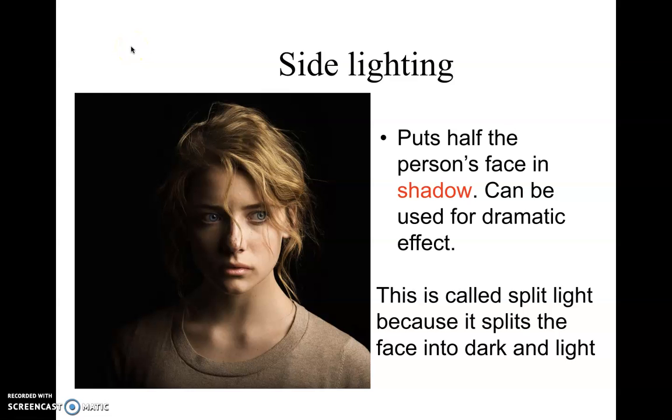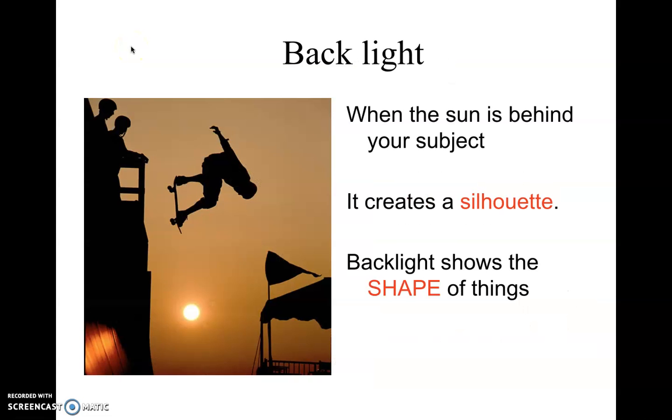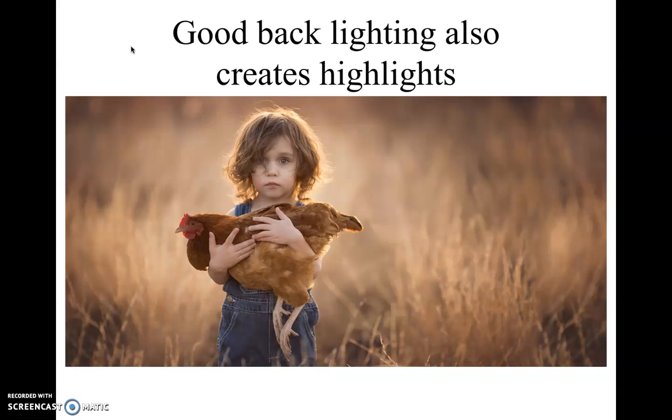All right, well, what happens when we put the light behind someone? If the light is behind your subject, then it creates a silhouette and it shows the shape of things. That can be some really interesting, cool effects if you go outside and try to get some good backlight. Backlight can also create a little rim of light in hair. So photographers will often try to catch some good highlights with backlighting also.